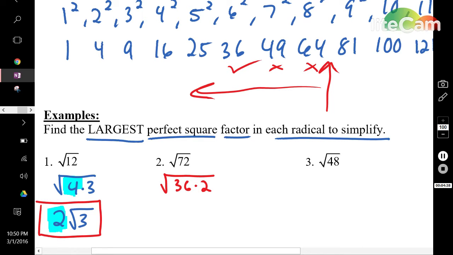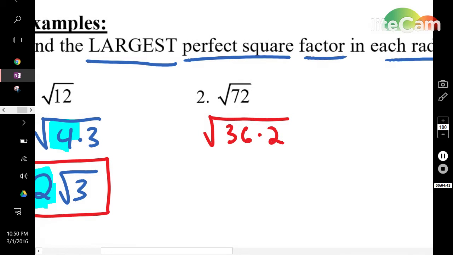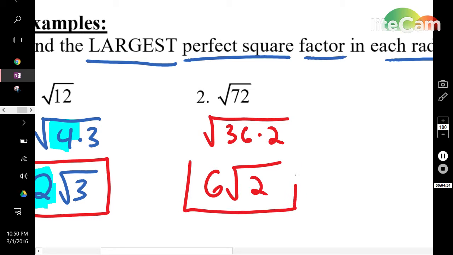It's 36 times 2. So you rewrite it as the square root of 36 times 2. And this is good for you because the square root of 36 is 6, and times root 2. 2 is not a perfect square, therefore it's going to stay inside the radical. And you are finished.